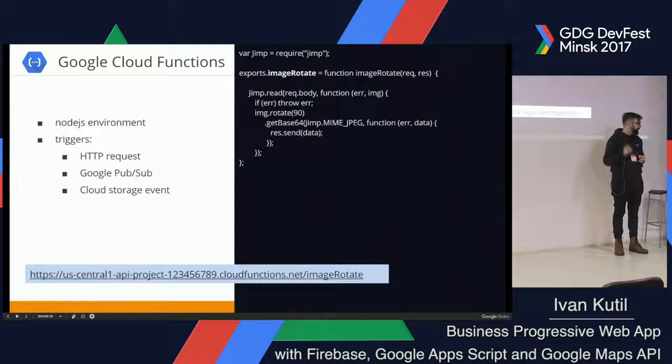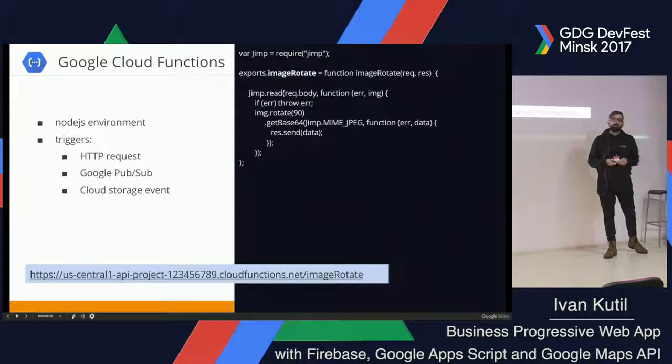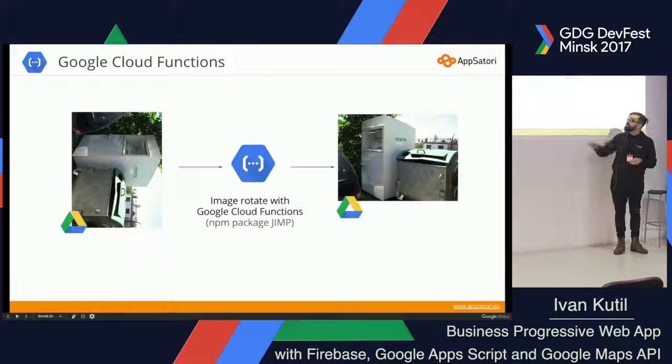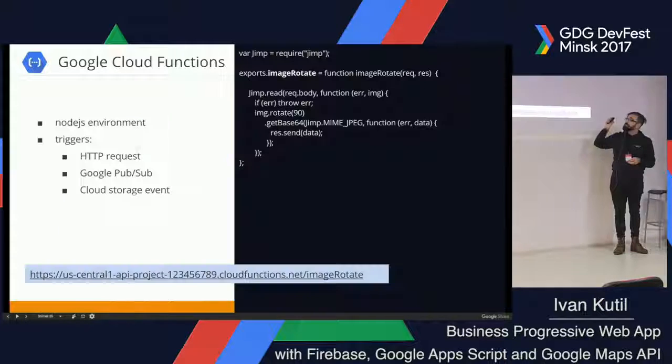or function. Google Cloud Function is a Node.js environment, so this means you can use any npm package. In our case we used the npm package GIMP, and there are several triggers. First, a simple HTTP trigger. When you touch the URL, you will get the result.